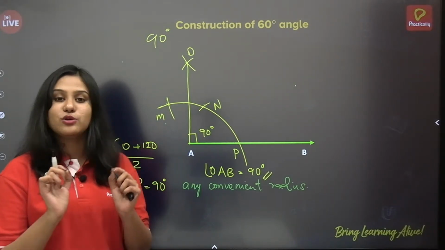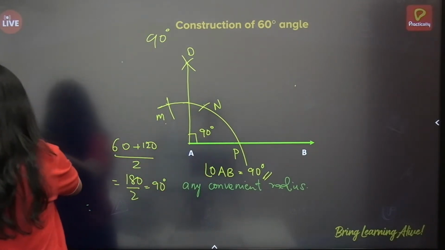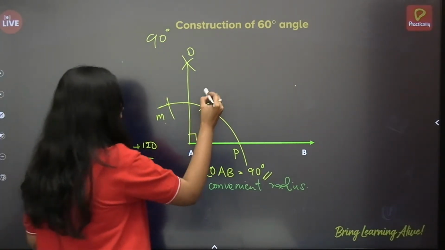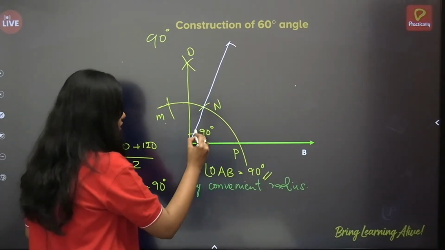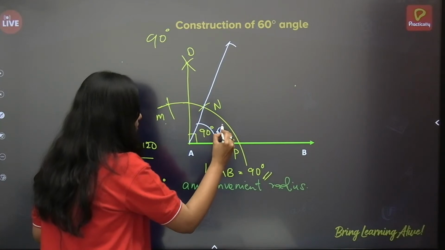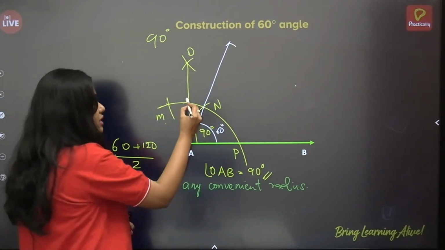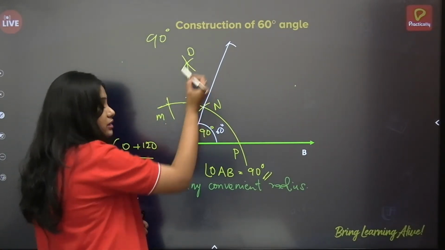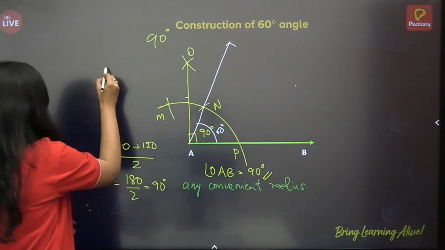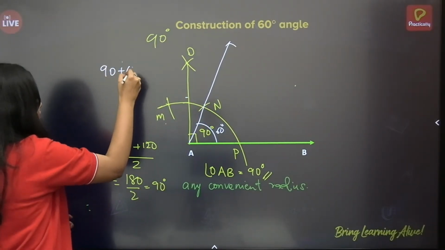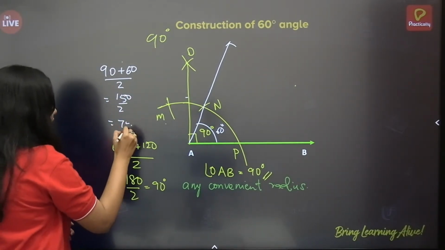Now let me tell you how I would be constructing 75. This is 60 degrees, correct? Just let me use another color to avoid confusion. So this is 60 degrees, the white one, and the yellow, this is 90. What is 60 plus 90 by 2? In between these two, I have to get an angle which is exactly in between 90 and 60. Let us find out. 90 plus 60 by 2, 150 by 2. That is 75 degrees.